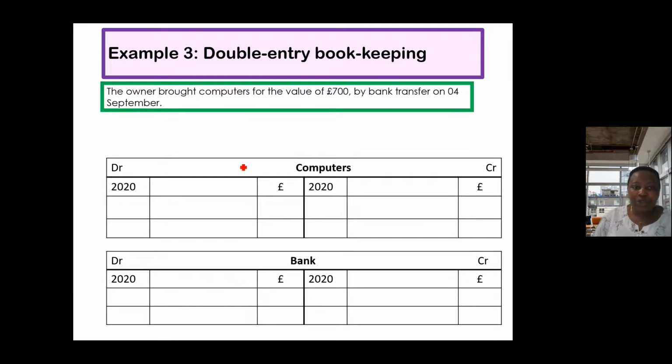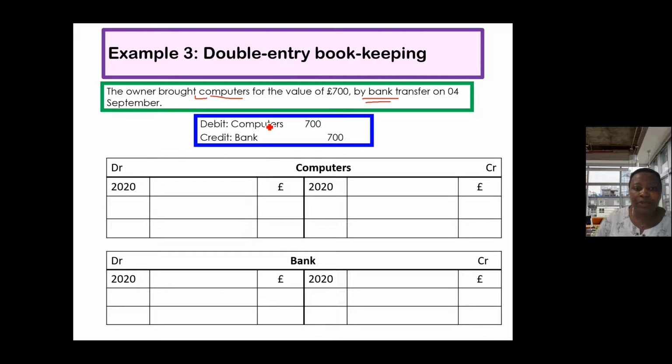Okay, let's try this. You want to pause the video, please, and try this. The owner bought a computer for the value of 700 by bank transfer on the 4th of September. So there is computer, you identify this, and there's bank. So the two accounts: computer, bank. Computer has increased, so an increase in assets will be debited. The amount in the bank is also an asset, but this has reduced, so it will be credited. So we have two assets here, computer and bank. Bank has decreased because of a reduction of £700, but we now have more computers with us. So the non-current asset, computer, has increased.